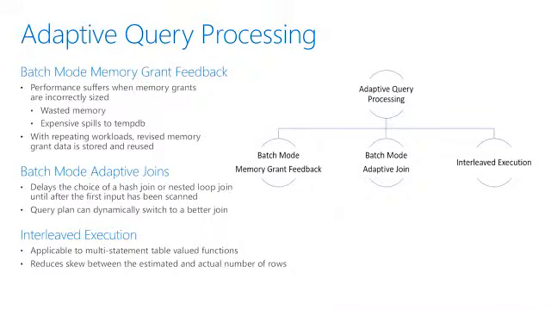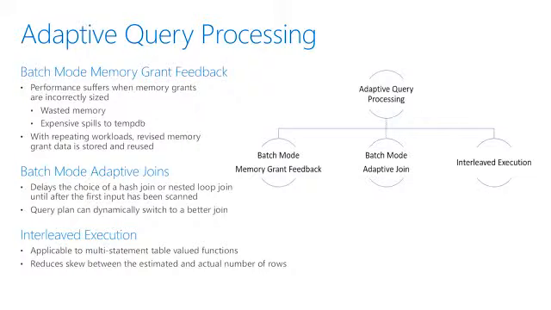Adaptive query processing is new in SQL Server 2017. It's made up of three components: batch mode memory grant feedback, batch mode adaptive joins, and interleaved execution. The batch mode memory grant feedback monitors the memory asks and grants from queries, and if a grant is not correctly sized for the query, performance will suffer. Insufficient memory grants will force the query to spill to tempdb, also hurting performance. If the grants are too high, other concurrent queries will suffer due to wasted memory. When you repeat queries, SQL Server 2017 will track and revise these memory grants to ensure the best performance across the system.